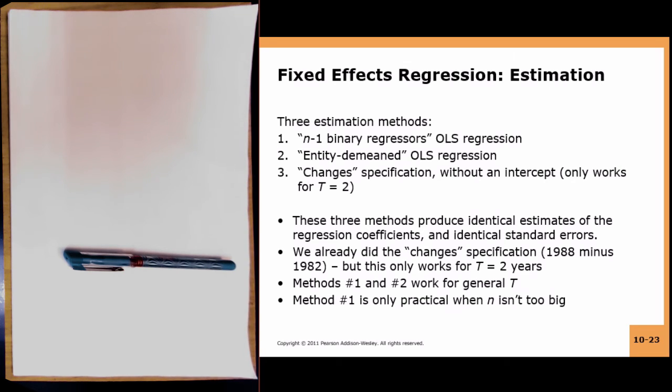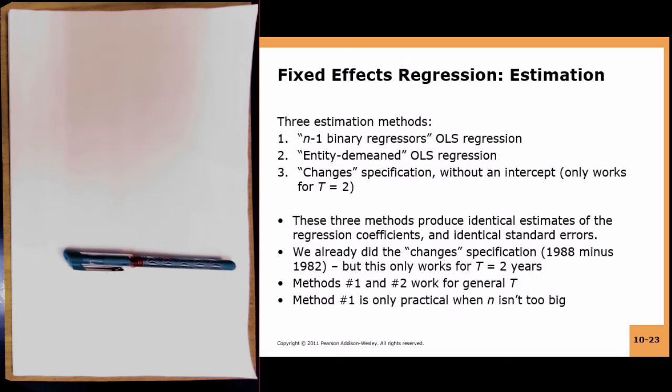Now, how do you estimate this? There are again three estimation methods. You could include the n-1 binary regressors. You could do it using OLS regression. There is something called the entity demeaned OLS regression, and we will discuss what that is. Or you could do the changes specification if you have only two time periods.